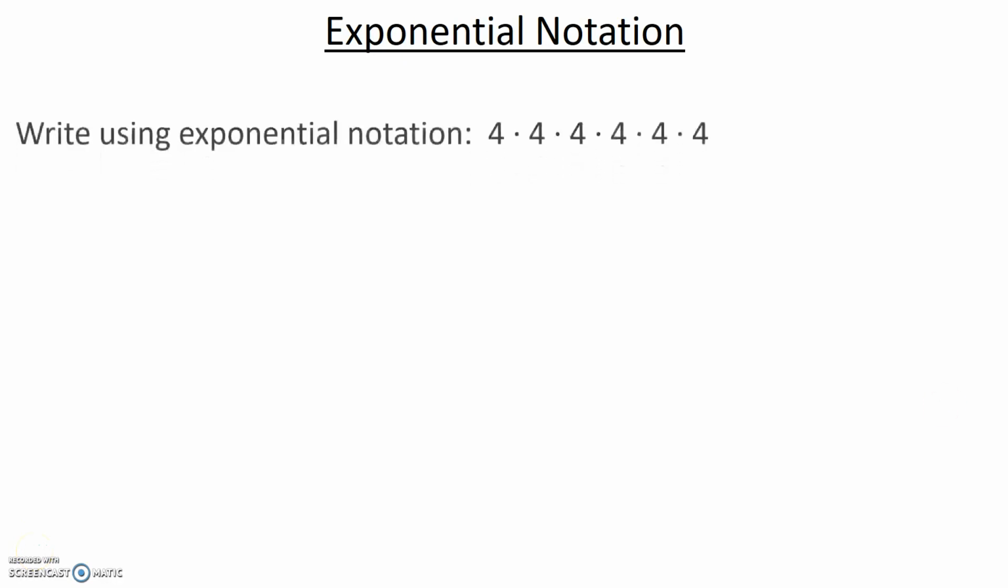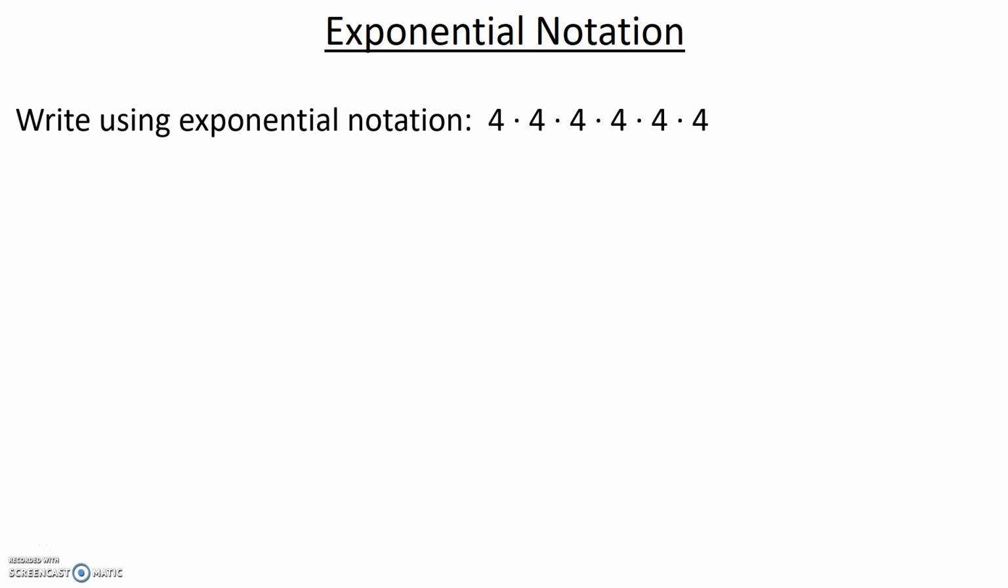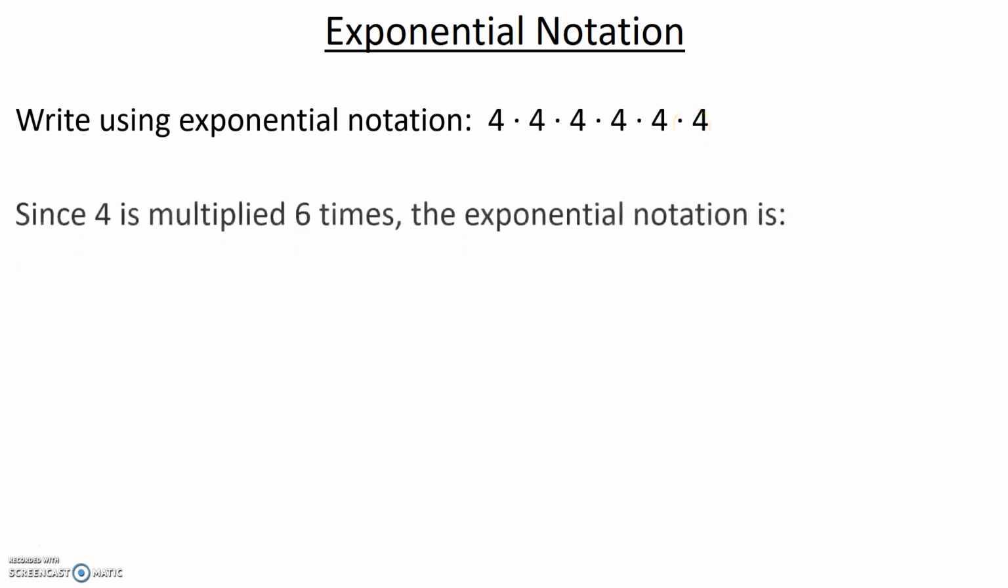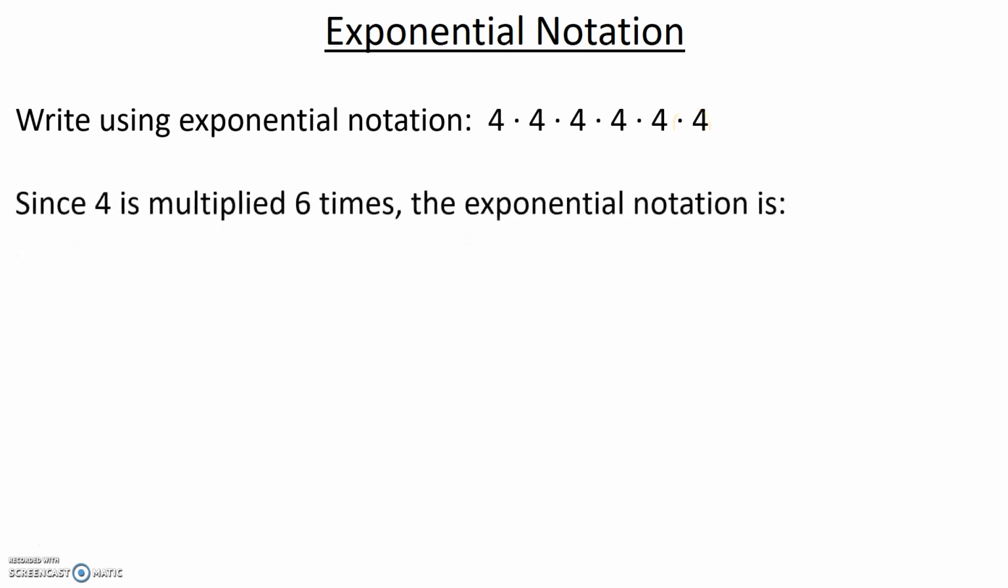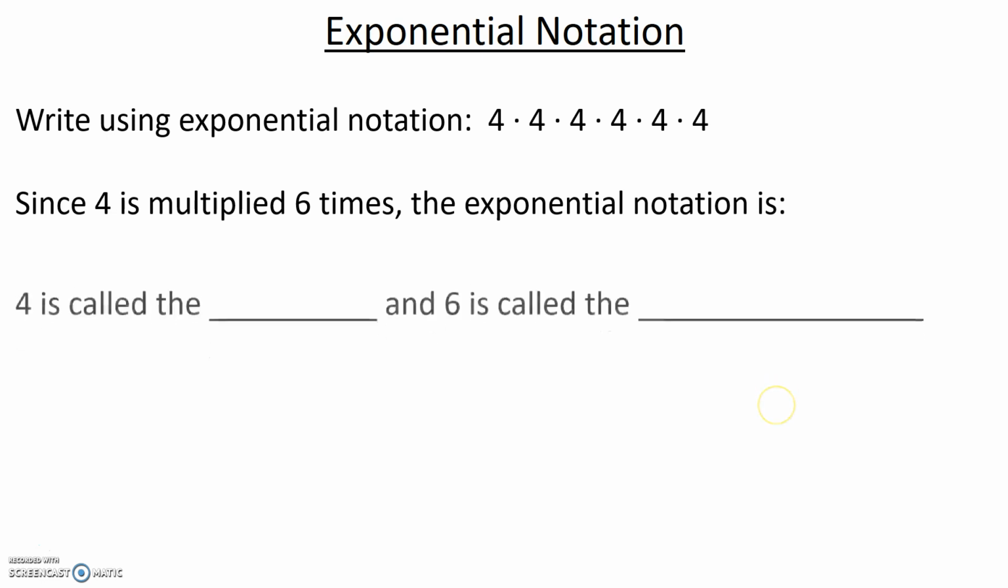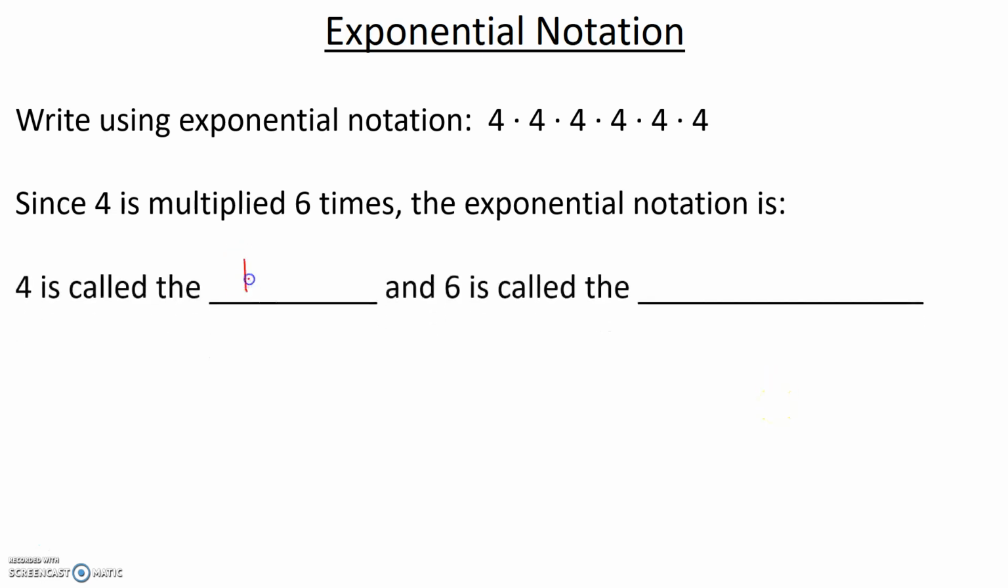In this section, we will talk about exponential notation. Let's say we want to write 4 times 4 times 4 times 4 times 4 times 4 using exponential notation. Since the number 4 is multiplied 6 times, 4 is called the base and 6 is called the power.